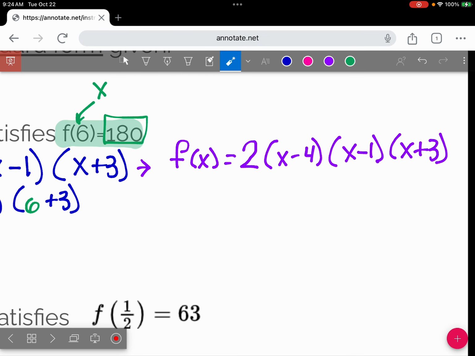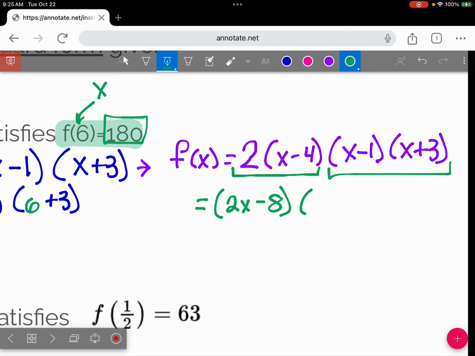The whole thing. No parentheses left. So do it in batches, in chunks. I'll take these two pieces and these two pieces, and I'm just going to multiply them in pieces. So we'll have our 2x minus 8 as one piece. And we'll have our x minus 1 times x plus 3, giving us x squared. 3x minus 1x gives us plus 2x minus 3.